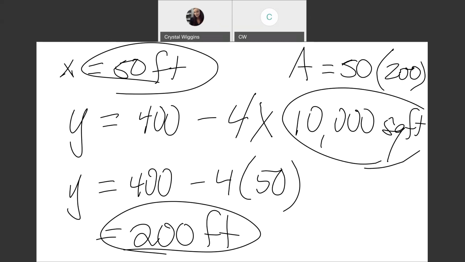Okay, that's our first optimization problem. Let's move on to the next one.